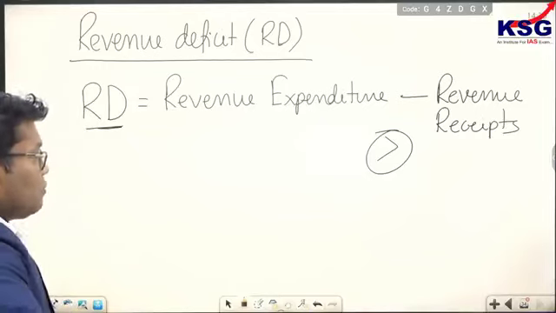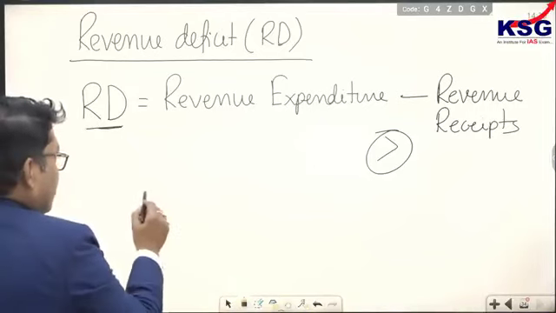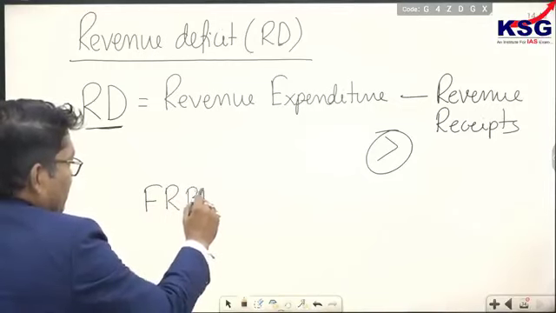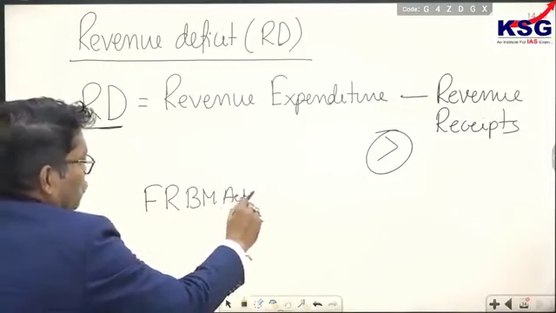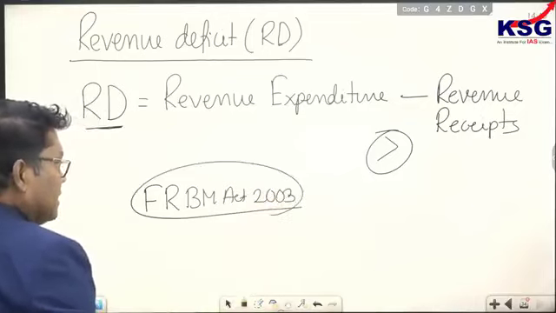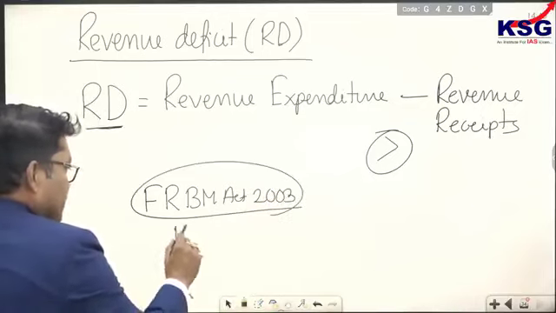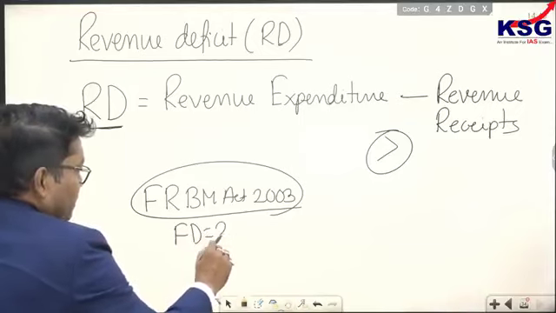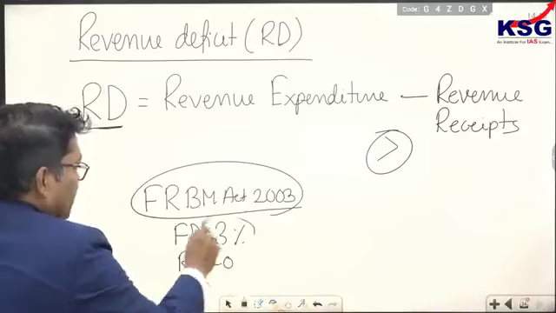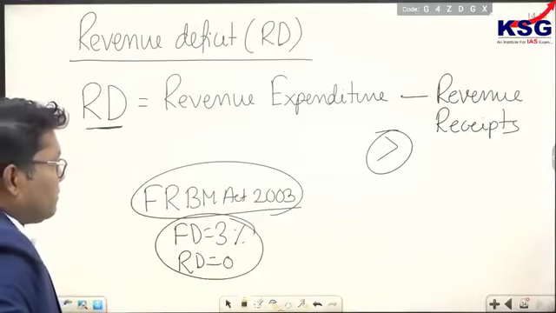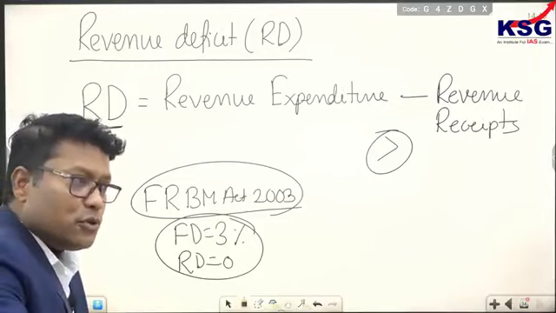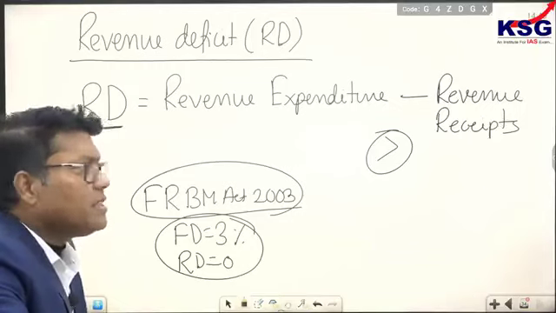And it is one of the reasons, which I will discuss later on, for the FRBM Act. If you see the FRBM Act, 2003, the target it gives is that the fiscal deficit should be 3% and RD should be 0. This target is mentioned in this FRBM Act. Bring FD to 3% and make RD 0. There is a reason behind it.